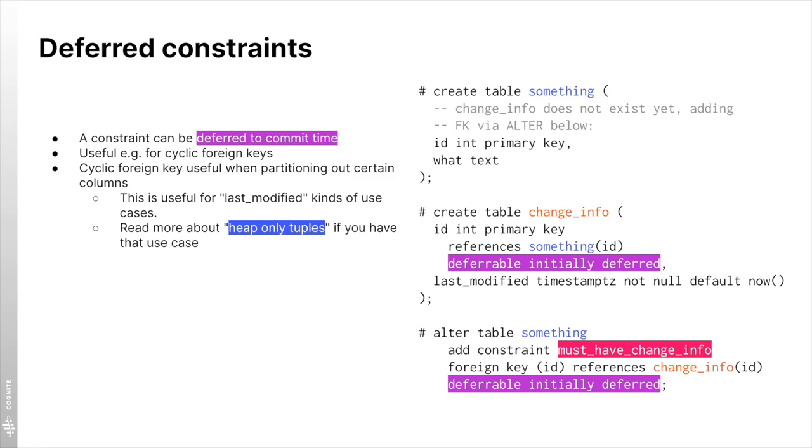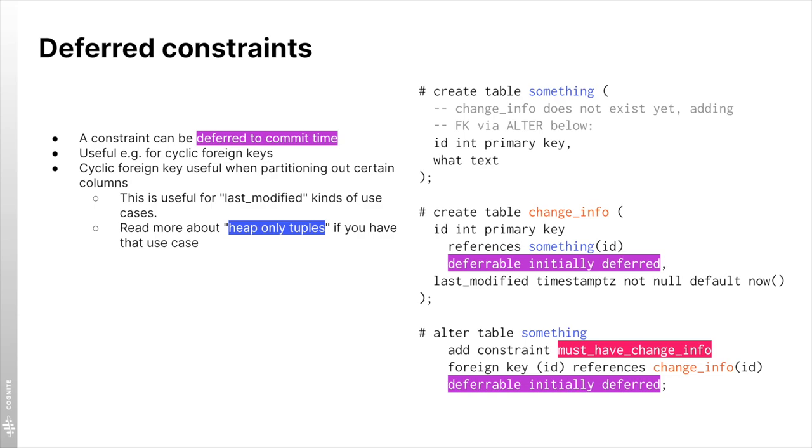This can be useful for cyclic foreign keys, where you essentially declare that you have to have data in both tables to be able to have data in any of them. Sometimes useful, for example, to make sure that some vertically partitioned table has data as well.